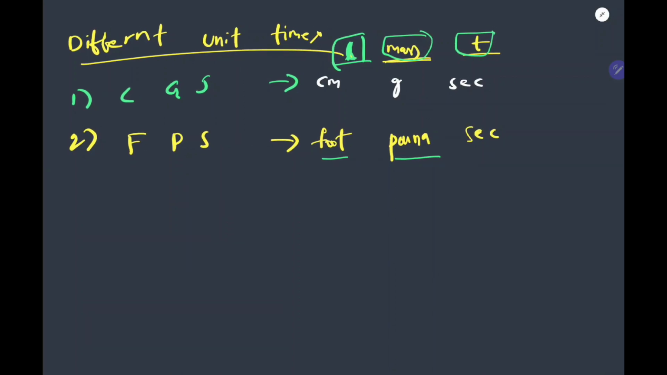Now the third system, the MKS system. Here length they measure in meters. For mass they measure in kg, and at the same time time means seconds. So not changed much. This is the MKS system and this was the most popular system at that time.